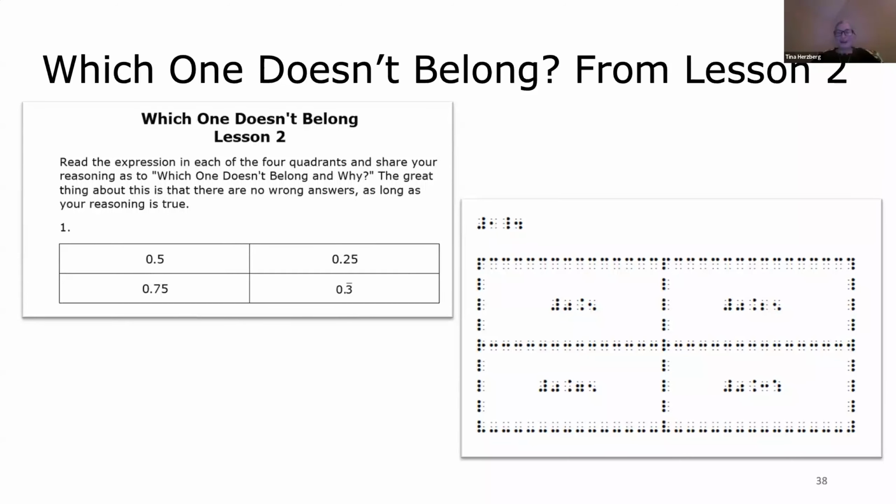And so this is the cool part. I actually thought we could do this together today. So the 4 quadrants, I'll go ahead and read them. The top left, 0.5, top right, 0.25, bottom left, 0.75, bottom right, 0.3 repeating. I wonder which one doesn't belong. I think one of you, maybe a lot of you, may know this. Which one doesn't belong? Let's see which one.